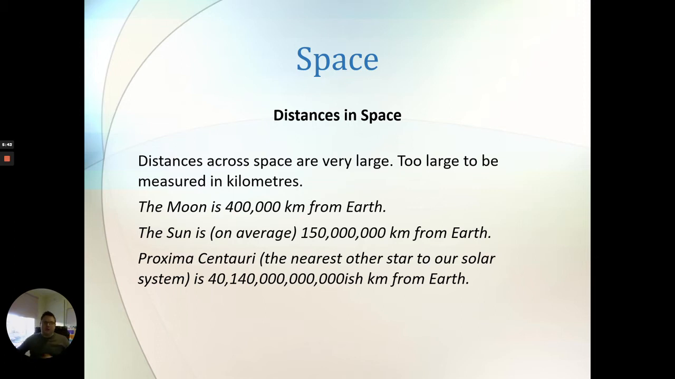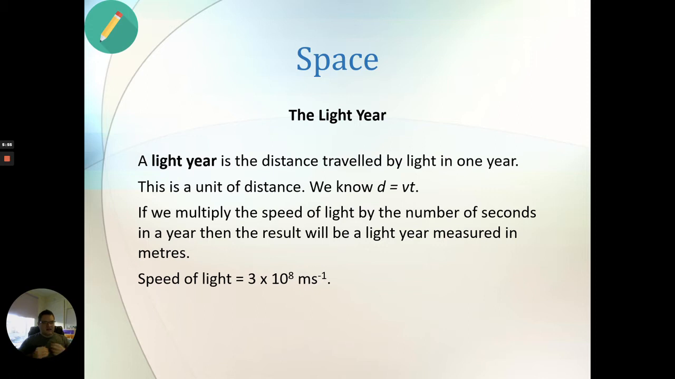So we need a new unit. We need a new way to measure distance through space. And the way that we do that is by using something called the light year. Now, the light year is, first of all, a distance. It's how far light can travel in 1 year. And light is ludicrously fast. It is the fastest thing in the universe.